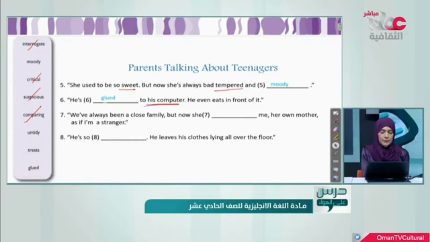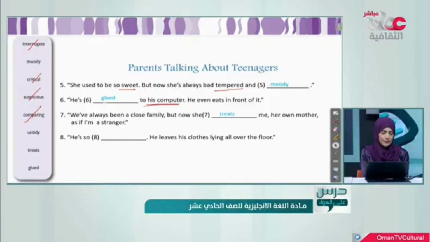We have always been a close family, but now she, me, and I have, between brackets, a sentence, her own mother. The mother is talking now. She, and I need to check a verb. She, a verb, then me, as if I am a stranger. The only verb left is treat.